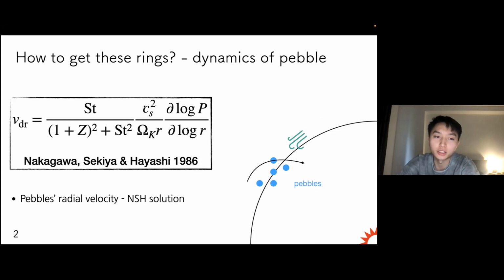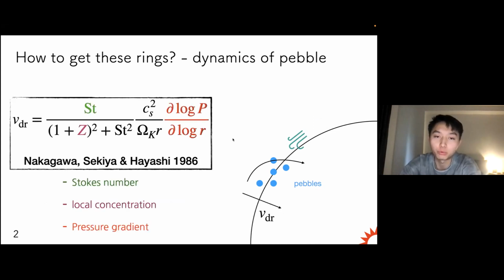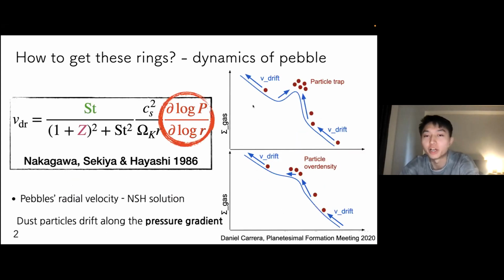If we look at the complex equations, we don't need to remember everything, but just note the zero order effect: the pressure gradient itself should be able to trap some dust inside a specific location. If you do have a pressure maximum, say a gas perturbation in the disk, then you should be able to trap the dust and therefore form the ring, as we said before.